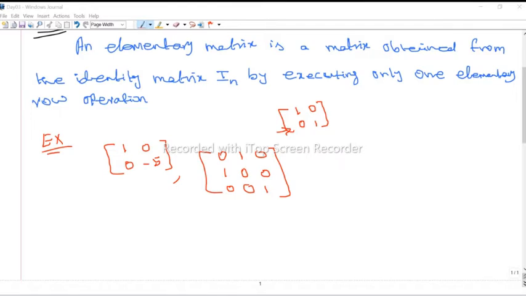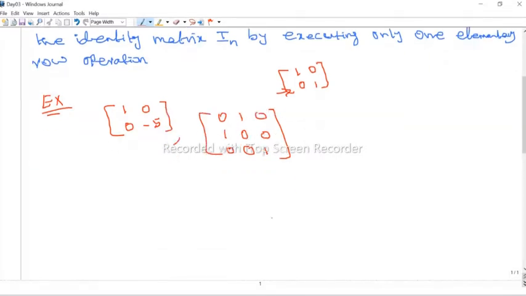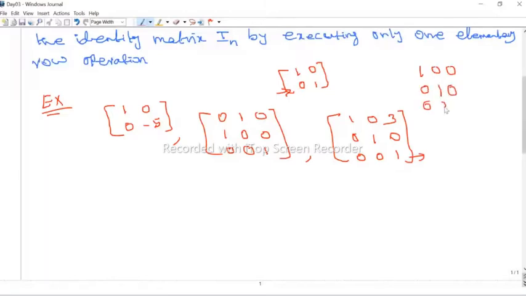Now we will discuss the third kind. That means we have to multiply a row by a scalar and then add it to another row. We apply that kind and we get some matrix. For example, if you take 1 0 3, 0 1 0, 0 0 1, this is an elementary matrix. Why? Because I multiply the third row of the identity matrix and add it to the first row. This is the identity matrix.